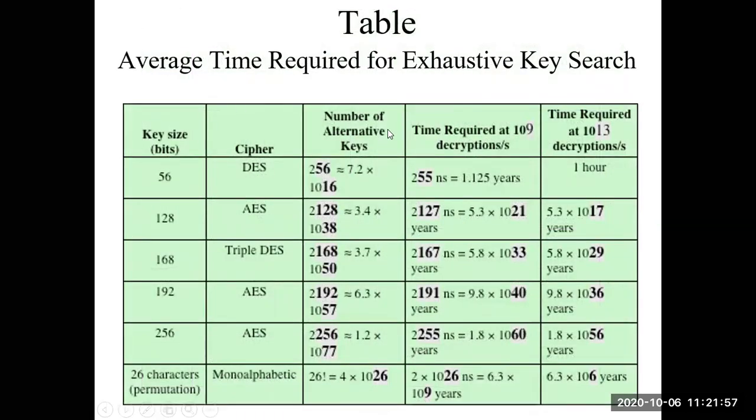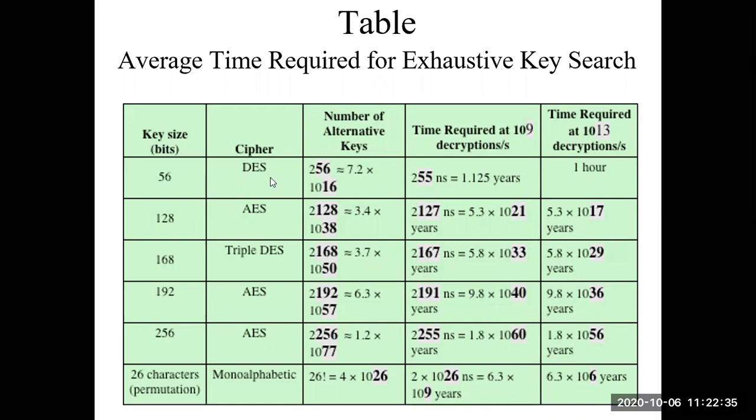So how much is the average time applied for an exhaustive key search? Brute force technique, we said. Exhaustive key search means, with 64 bits, how many possibilities are there? You have 2 power 64 possibilities to try with a 64-bit key. If you are going to try all the 2 power 64 possibilities, that is called exhaustive search or brute force.